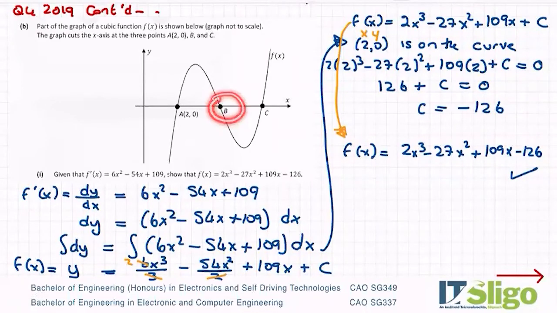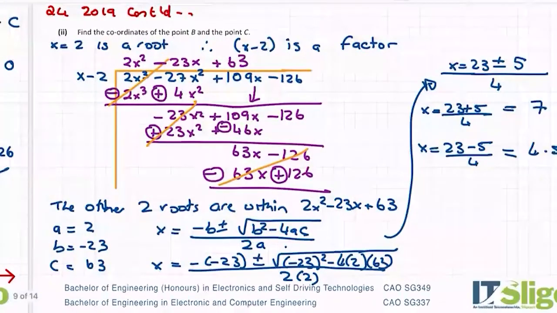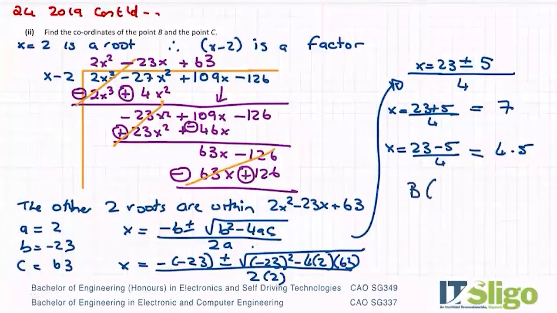So it's clear then that the one that comes first must be B. Okay, so the smallest one. So therefore B is the point (4.5, 0) and C is the point (7, 0).